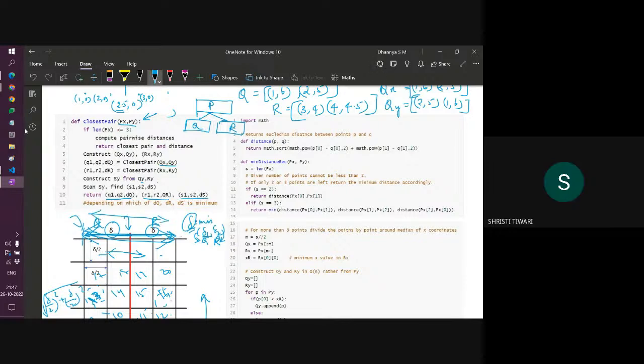Ma'am, in this line, Q1, Q2, comma DQ equals closest pair QX, comma QY. Ma'am, here DQ is the distance between Q1 and Q2, and it is the closest pair of QX and QY. This line is what I'm unable to understand.